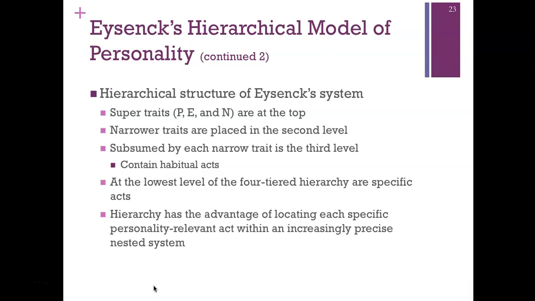I'll show you a diagram of this in a moment here. But this hierarchy has the advantage of locating each specific personality-relevant act within this increasingly precise, nested system. So if we start off with, say, psychoticism, this being at the top, there might be narrower traits like lack of empathy, which may contain habitual types of acts, habits and proclivities. So people not really caring or showing much interest. And then at the lowest level, the specific act of dismissing a crying person or laughing at a crying person. We could think of that as kind of a four-tiered system.